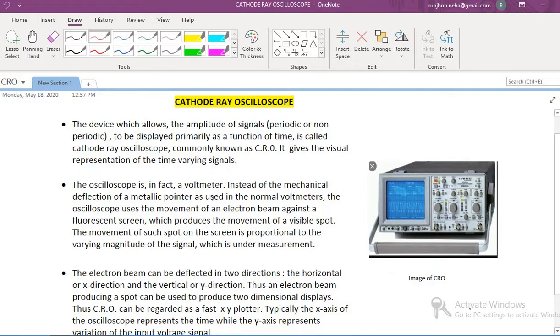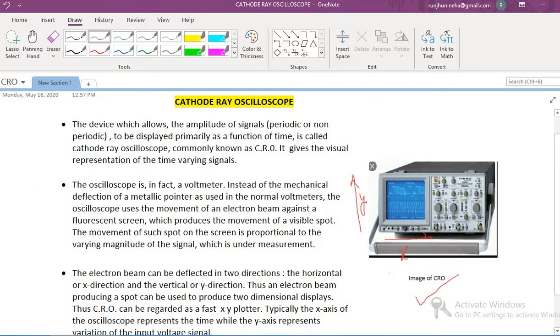The image of the CRO is shown on the right side of the screen here. This CRO is very much similar to a voltmeter. However, the mechanical deflection of the pointer in the case of normal voltmeters is replaced by the movement of an electron beam against a fluorescent screen in the case of an oscilloscope, which produces the movement of a visible spot. This electron beam can be moved or deflected in two directions, the horizontal or the x direction and the vertical or the y direction.